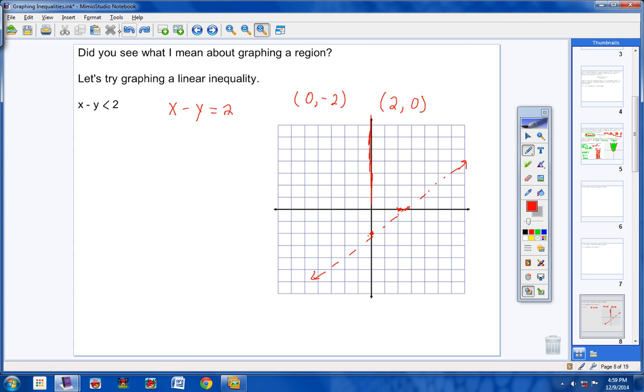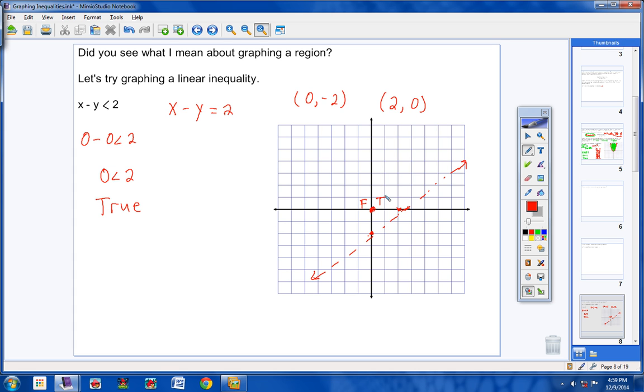Well, you cannot use 0, 0 if 0, 0 is lying on the graph. Is 0, 0 lying on the graph? No, it is not. So I'm going to test this point. I'm either going to get out a false or I'm going to get out a true statement for this point. So here we go. Let's test 0, 0. 0 minus 0's less than 2. 0's less than 2. That is true. 0 is less than 2.